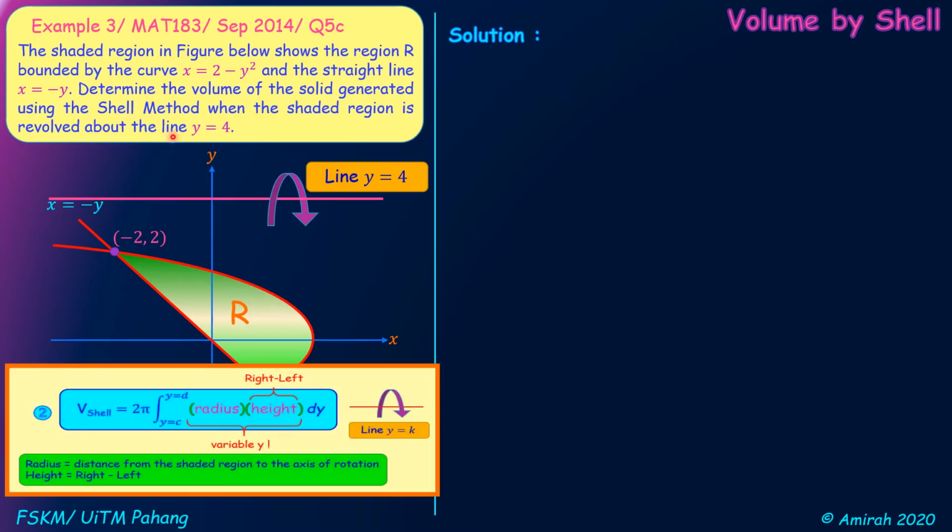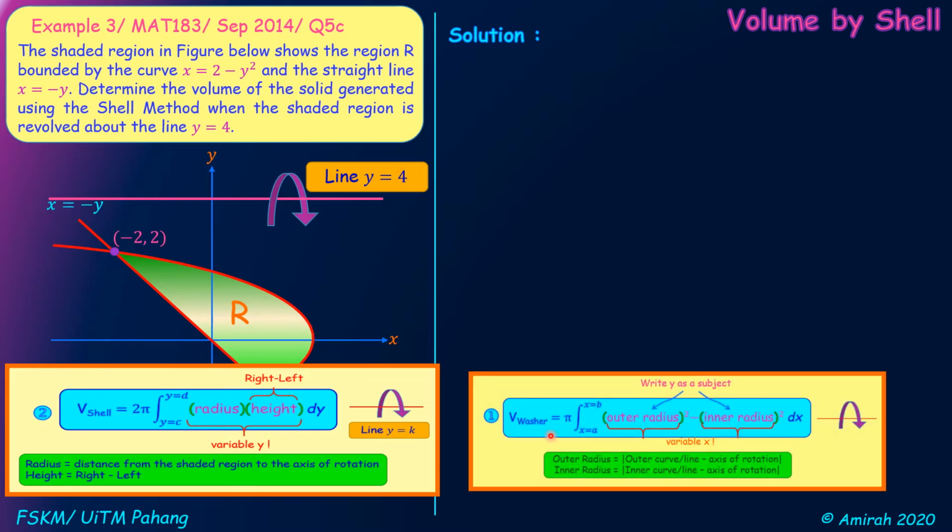Using the shell method, if the axis of rotation is a horizontal line, we need to integrate with respect to y. That means we need to use the lower limit and upper limit on the y-axis. And then we need to find the radius and height.